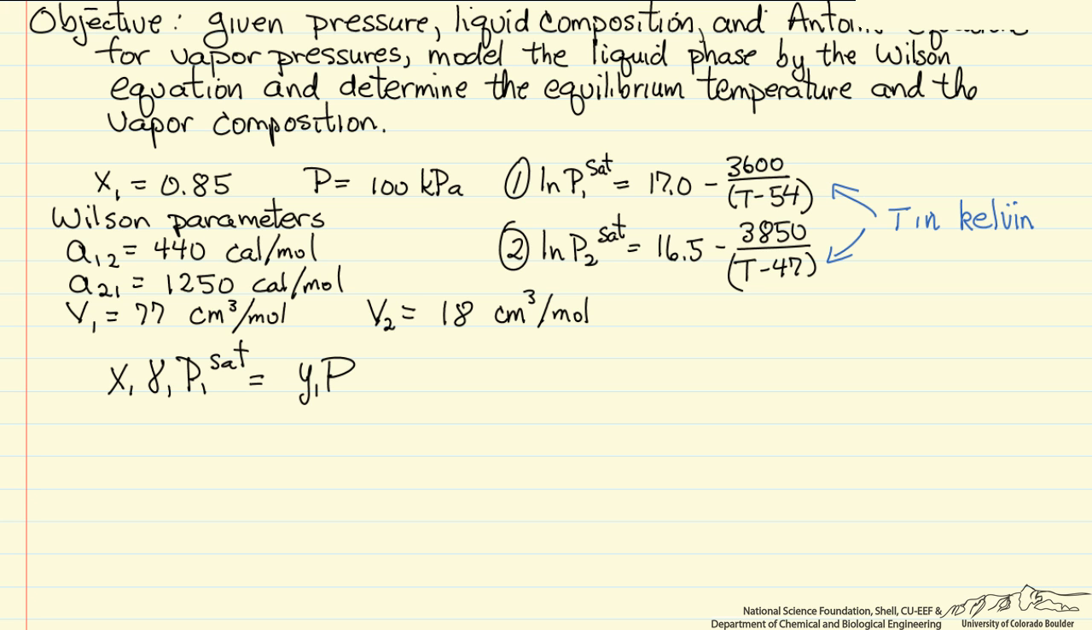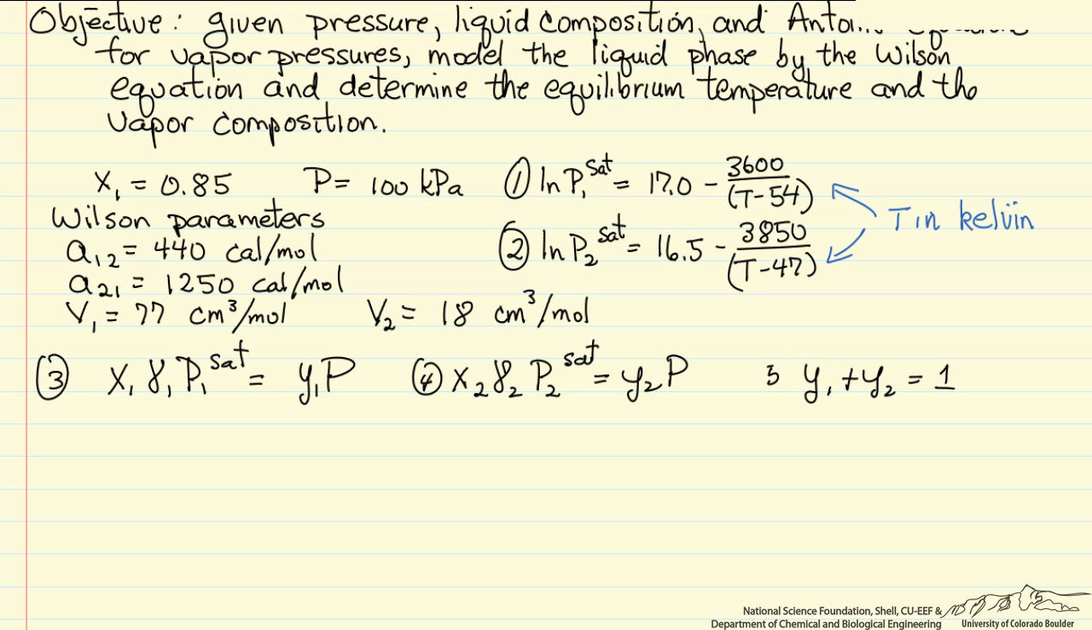Now we have the exact same type of equation for component 2. And so equation 3, equation 4. The other equation we're going to need is that the mole fractions that we determine have to add to 1 in the gas phase. I'll call this equation 5. And so the activity coefficients we're going to determine from the Wilson equation relations.